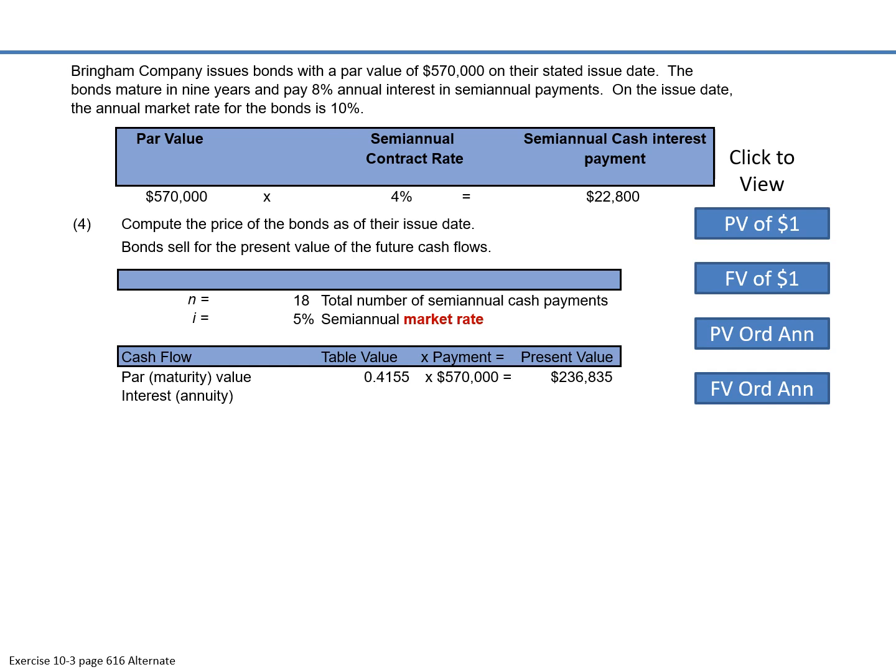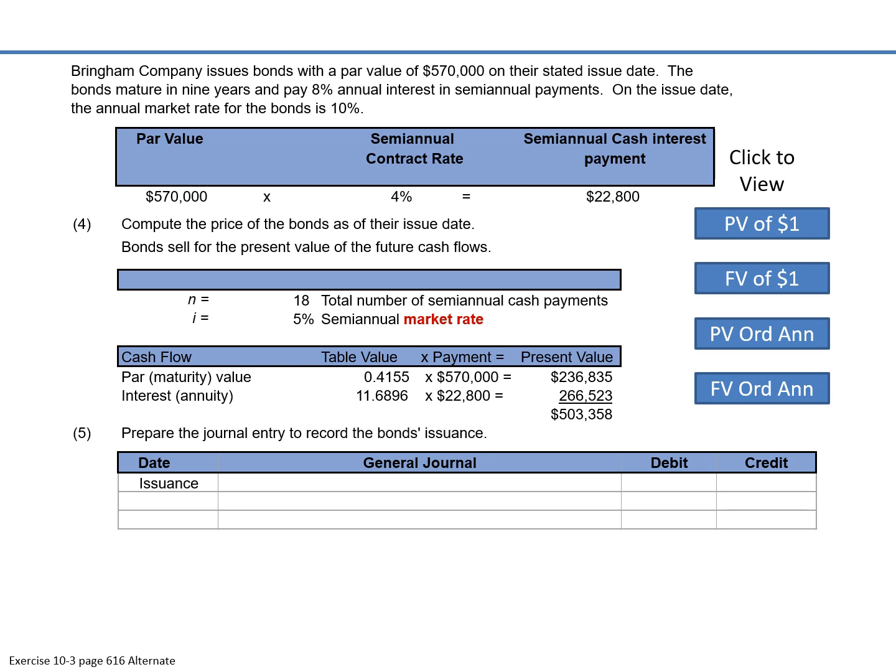Then if we look up our coordinates in the present value of an ordinary annuity table, we would find that the value is 11.6896. The semi-annual payment amount is going to be our $570,000 times half of our contract rate, so 0.04. So that's 22,800 times that table value. The present value of our stream of interest payments is 266,523. That means our total present value of our bond is 503,358.